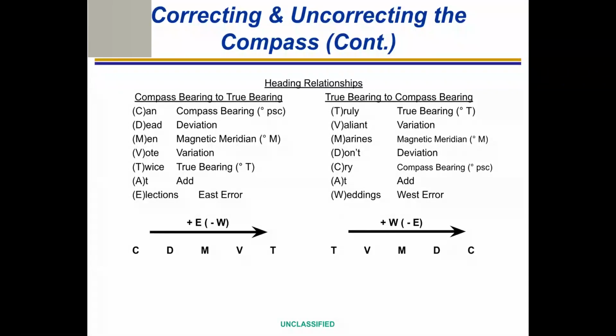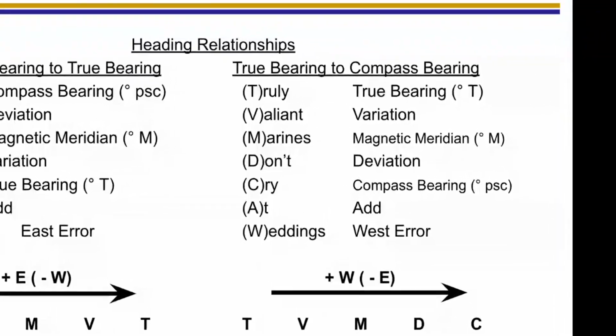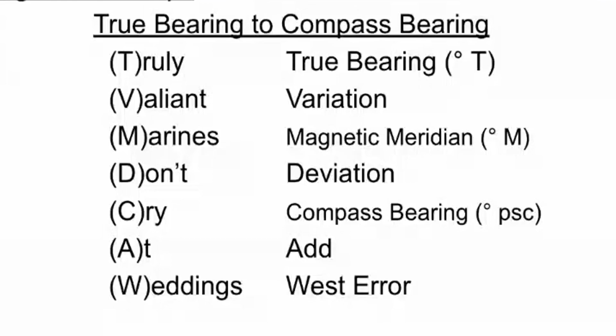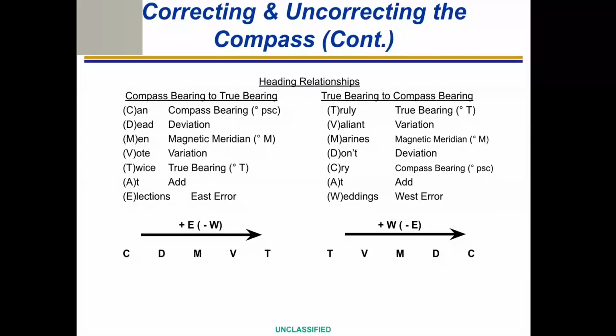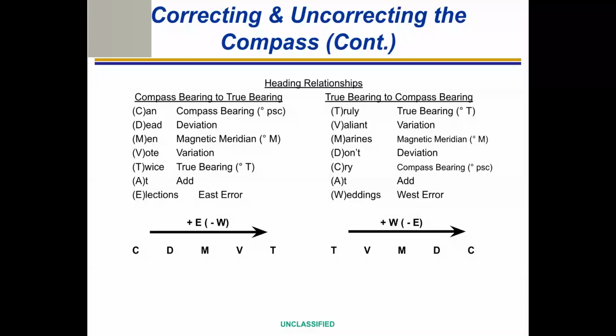Another memory aid is truly valiant Marines don't cry at weddings. So this is if you are at true and you need to move towards compass. And so it's going to be adding west as you move away from true or subtracting east, again, as you're moving away from true. I personally like to just remember that as we move towards true, we're going to add east. So no matter where I am in this compass card, if I'm moving towards degrees true, I will add east and therefore subtract west.